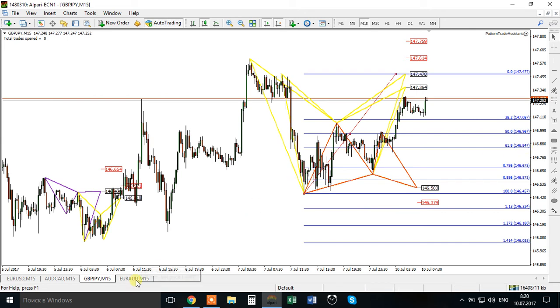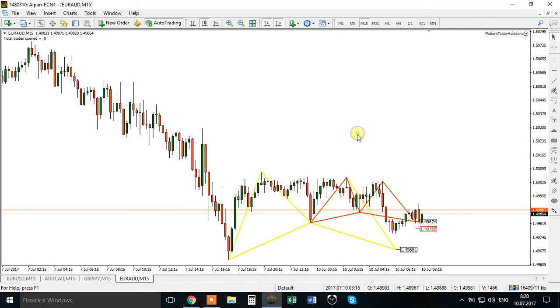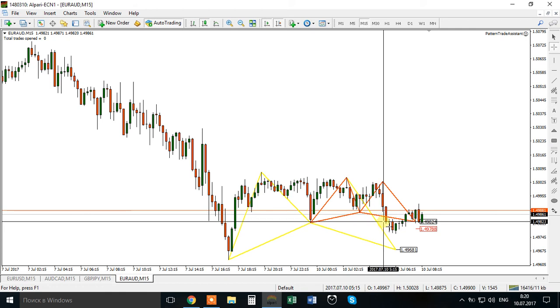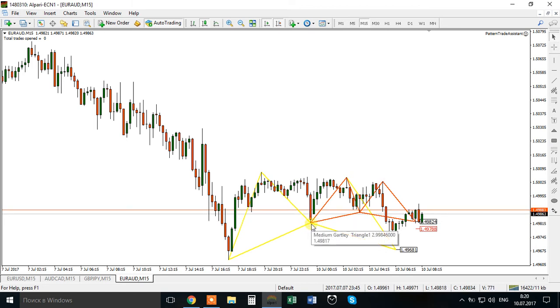Okay, let's go to Euro Aussie. Here's a very nice situation that I'd like to explain to you. So we have a bad pattern and we have a smaller Gartley pattern. Look at that pattern completion. The completion is very close to the X point. If we measure, it is 0.8 pips, less than 1 pip, almost the same as that X point.